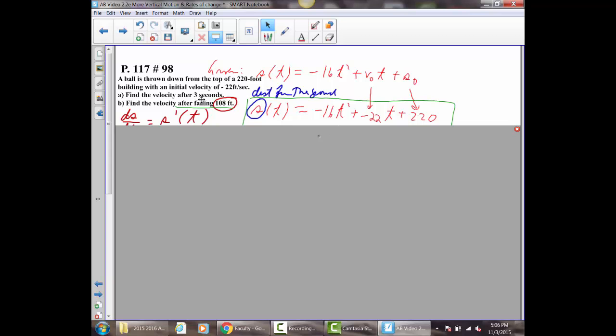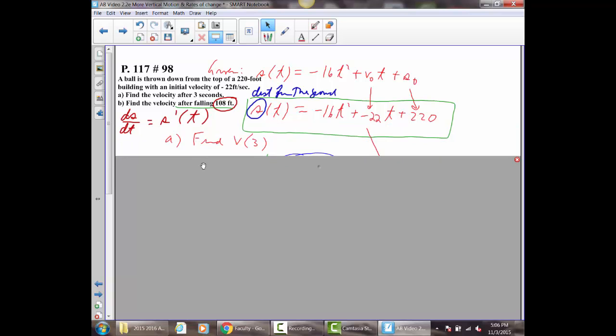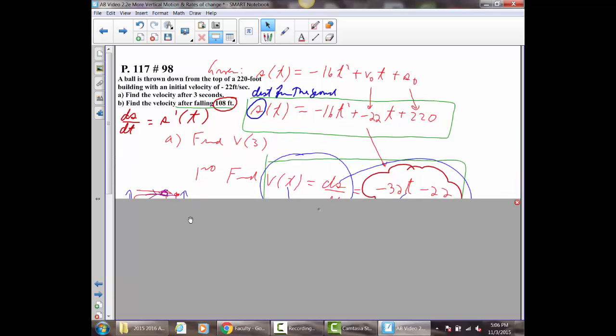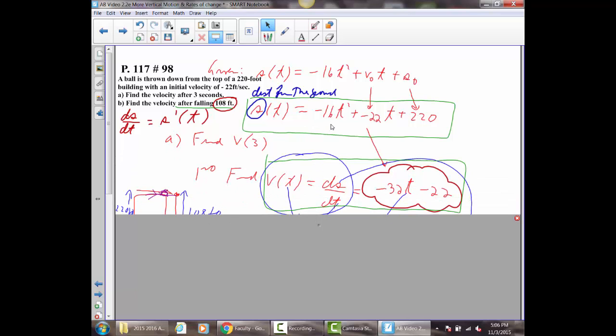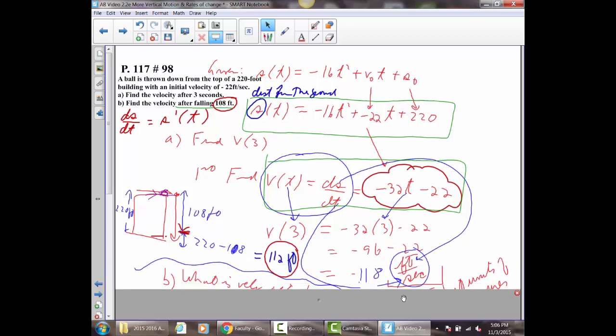Find the velocity after 3 seconds. Well, the velocity is the derivative of the position function. So find v of 3. You start by finding v of t, which is the derivative, which is s prime of t, or ds/dt. The derivative of this is negative 32t minus 22, and therefore the derivative at 3 is negative 32 times 3 minus 22, which turns out to be negative 118 feet per second.